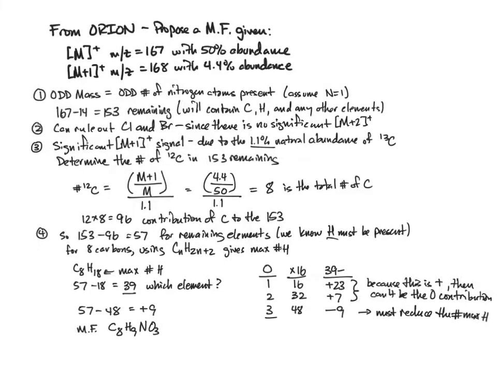So this molecular formula, if we multiply by 12, we get 96, plus the 9, plus the 14, plus the 48. That gets us the 167. So based on using all of these clues and some chemical intuition, we would arrive at the answer C8H9N1O3. So overall, this has been a problem from the Wiley plus Orion, where we propose a molecular formula given some data.